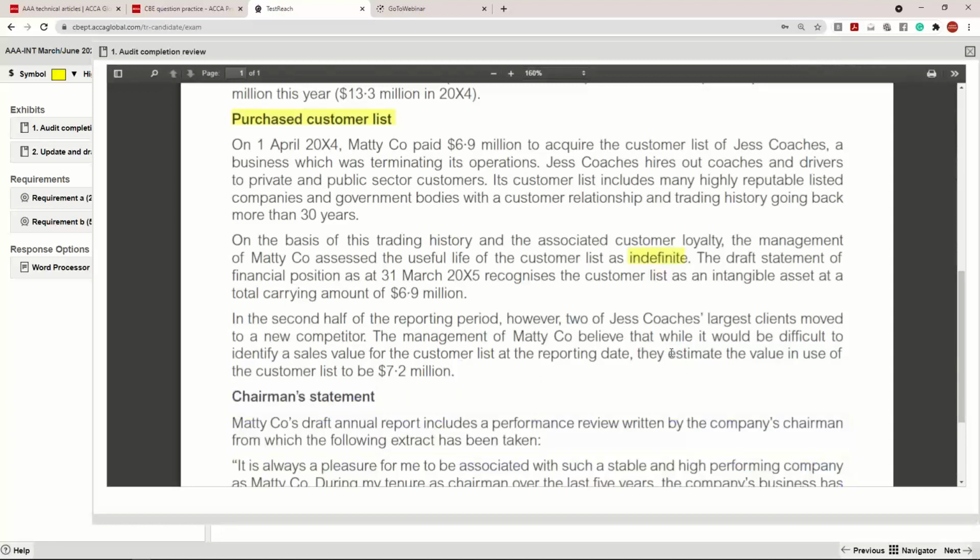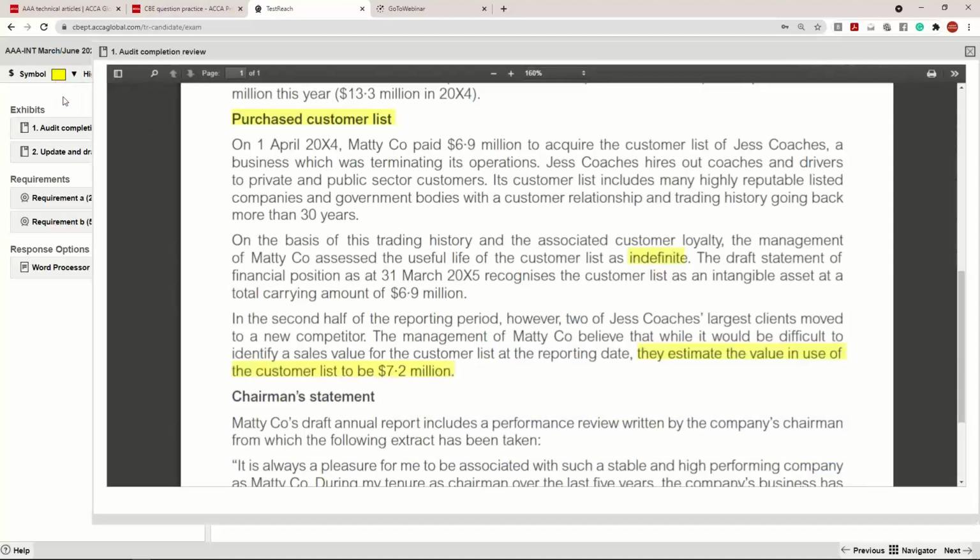Now, if an intangible asset has an indefinite life, should you review the asset for impairment every year? If the intangible asset has a finite life, you amortize it. But if it has an indefinite life, you review it for impairment. Am I right? So if the life is finite, you amortize it, but if the life is indefinite, you review it for impairment every year. Have they reviewed it for impairment? Yes, they have. And they estimate the value in use to be 7.2 million.